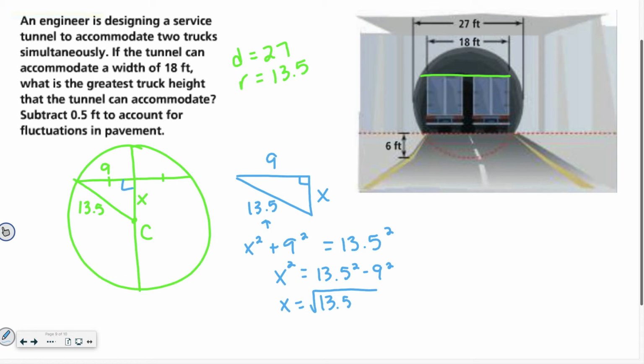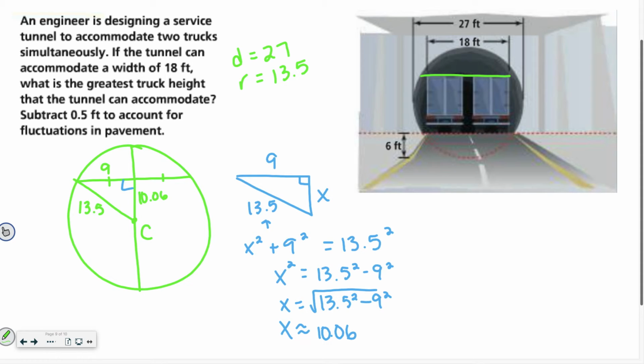And remember, on your calculator, you can actually type it in just like that. You can hit second x squared to get that square root. 13.5, you can use the squared key. Minus 9, again, use the squared key. And you end up with x is approximately 10.06. So we know that this right here is approximately 10.06 feet.